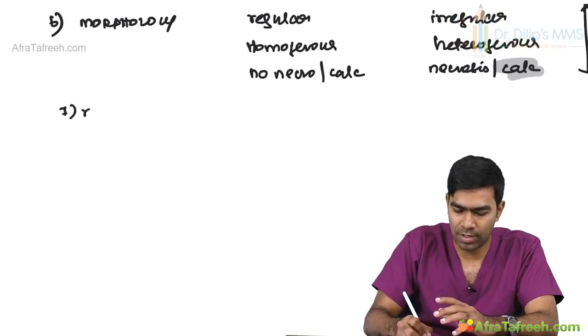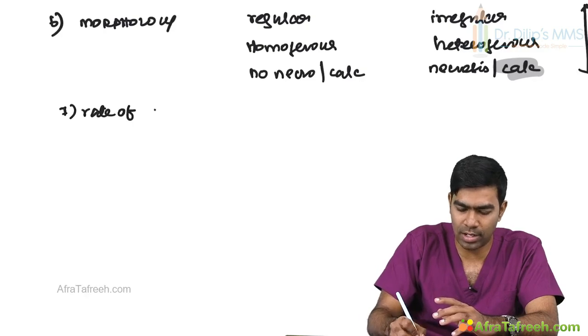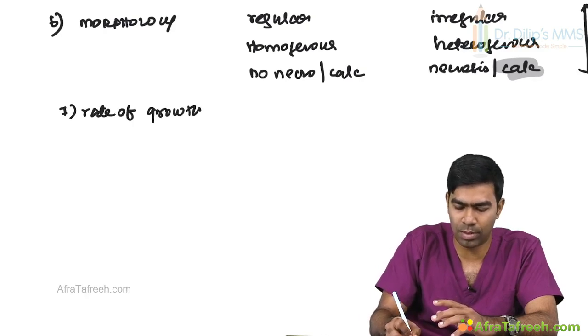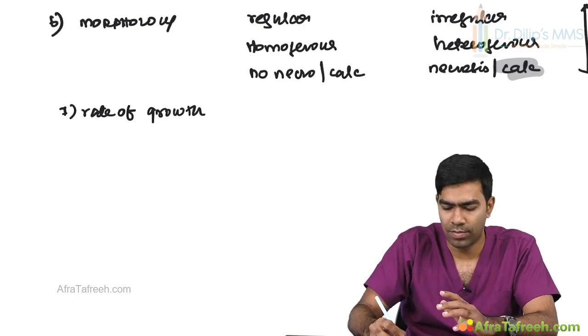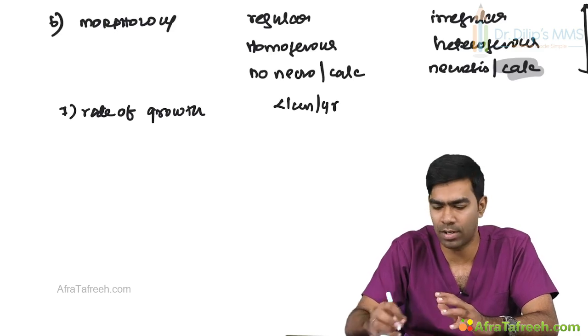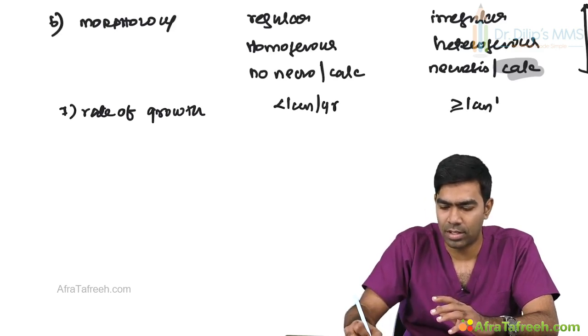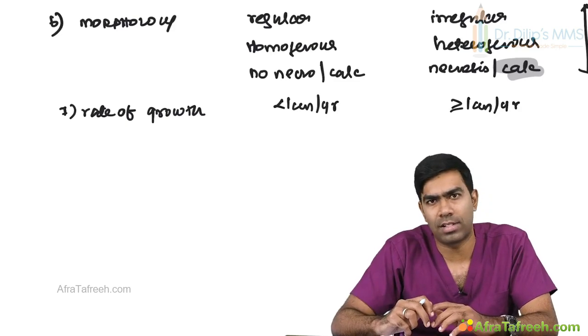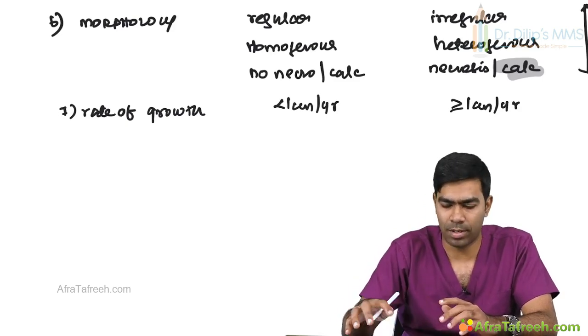And similarly, we can assess the rate of growth because many adrenal incidentalomas will be followed up over a period of time. So you can assess the rate of growth, but usually benign lesions are characterized by a slow growth that is less than 1 centimeter per year. Malignant lesions are characterized by a faster growth of more than 1 centimeter per year.